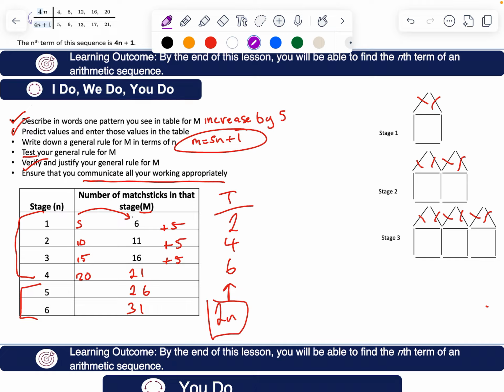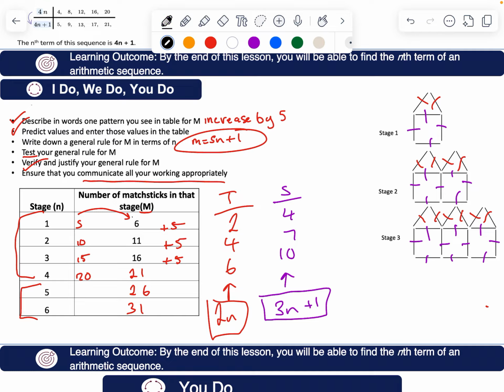Okay, now I'm going to look at the squares involved. I'm going to use S for squares. So the first one has 4. The second one, if you count, has 7. And then the last one has 10. Okay, so the nth term for this one, you can see it's going up in 3s, so it's 3n. Because it goes 4, 7, 10, we know that we have to add 1 each time.